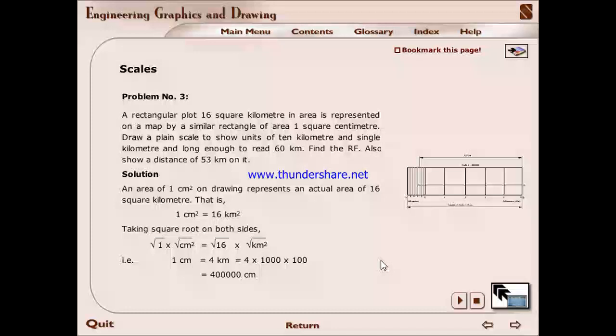Solution. The area of 1 square centimeter on the drawing represents an actual area of 16 square kilometers. That is, 1 centimeter square is equal to 16 kilometer square. Taking square root on both sides, root 1 into root centimeter square is equal to root 16 into root kilometer square. So 1 centimeter is equal to 4 kilometers, which is 4 into 1000 meters into 100 centimeters. Now 1 centimeter is equal to 4 lakh centimeters.